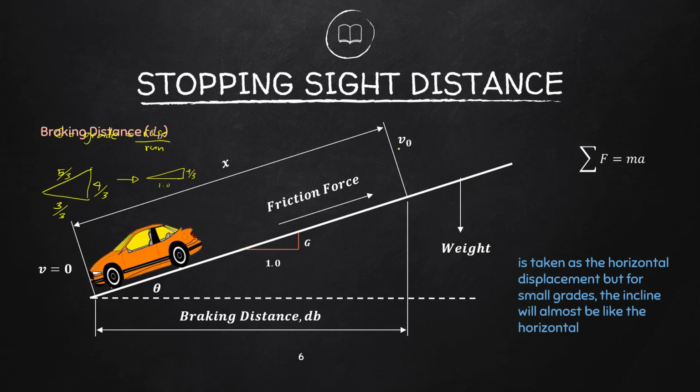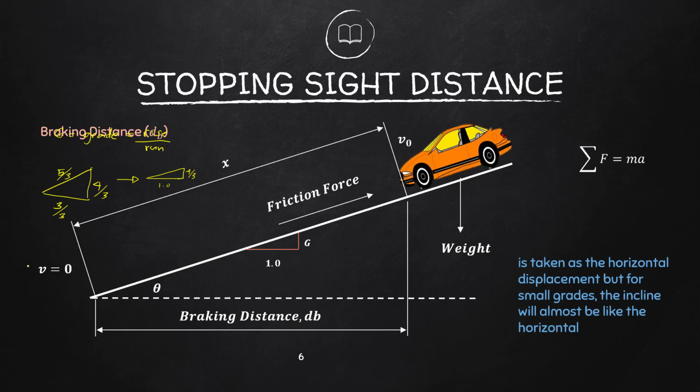Again, v sub 0 is the start, and v is the final. It should be 0 for stopping sight distance.